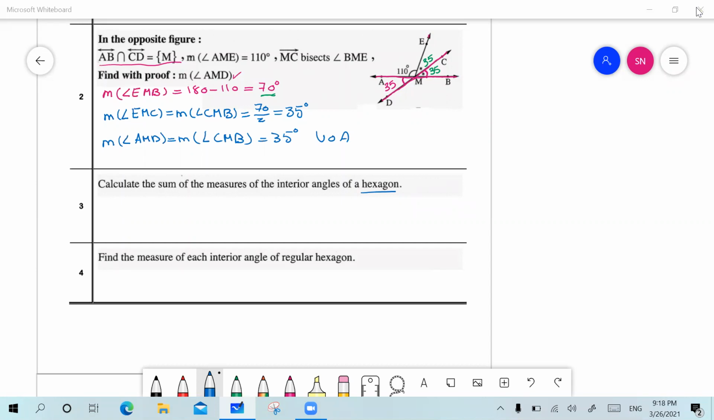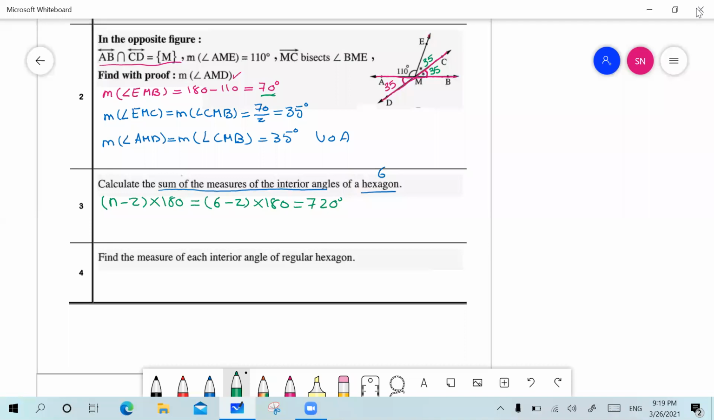First of all, how many sides does a hexagon have? 6. It has 6 sides. And I want to find the sum of measures of the interior angles. So what is the rule I'm going to use? It's n minus 2 times 180. Since a hexagon has 6 sides, 6 minus 2 times 180 equals 720 degrees.